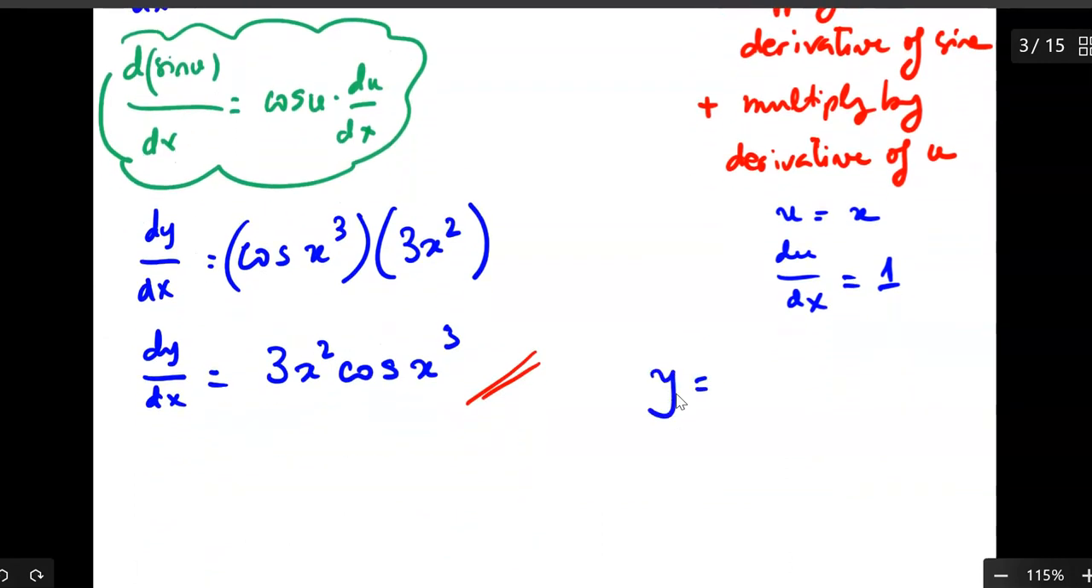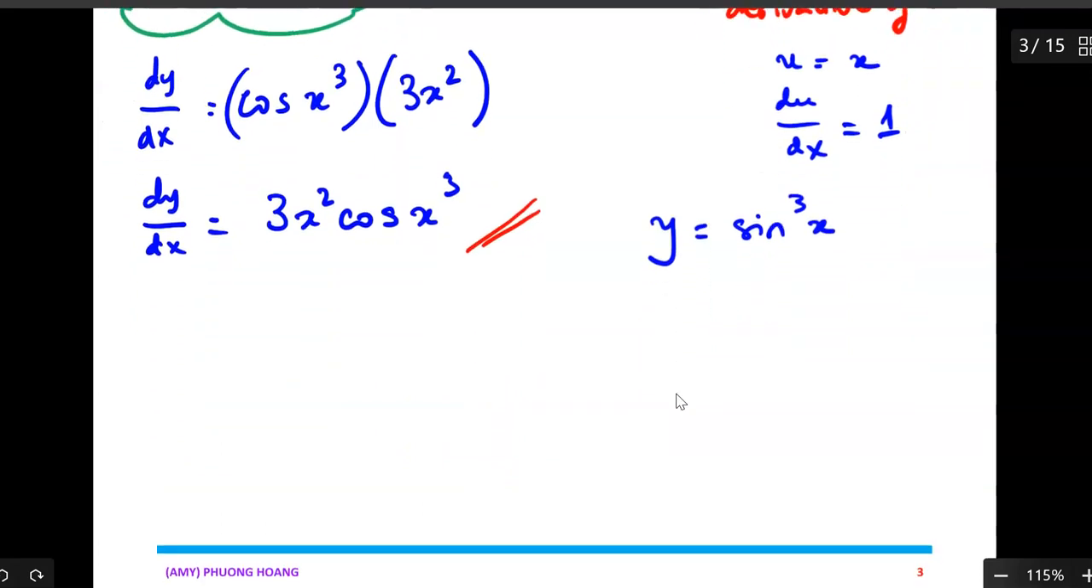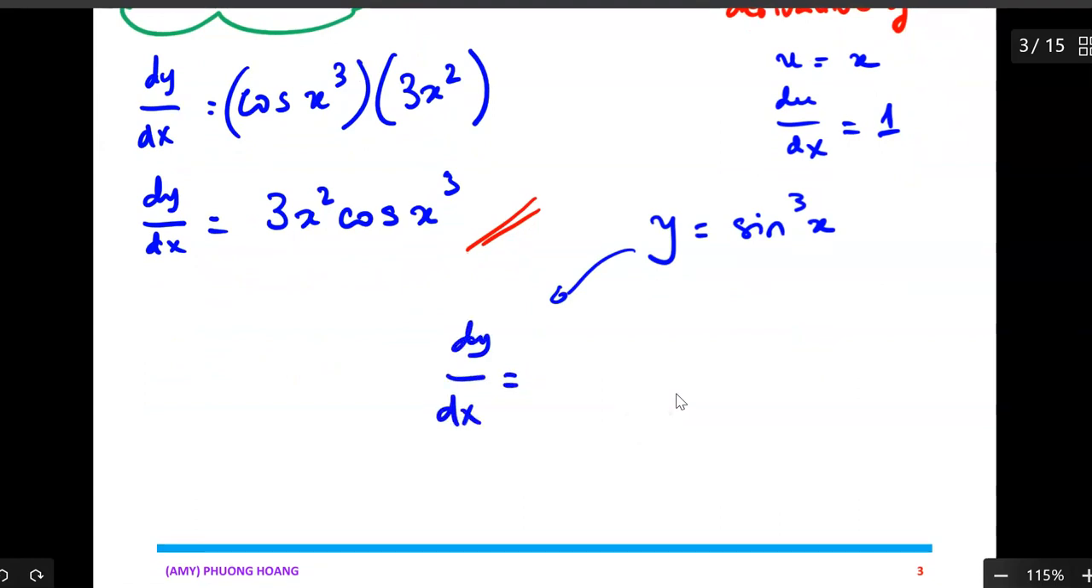So y equal to sine raised to the exponent 3 of x. Okay, so I must apply the chain rule, which is I will need to take 3, here is the exponent, and multiply by the coefficient at the front, which is 1. So I should have 3 times sine square of x. Okay, so that's the first thing you do.